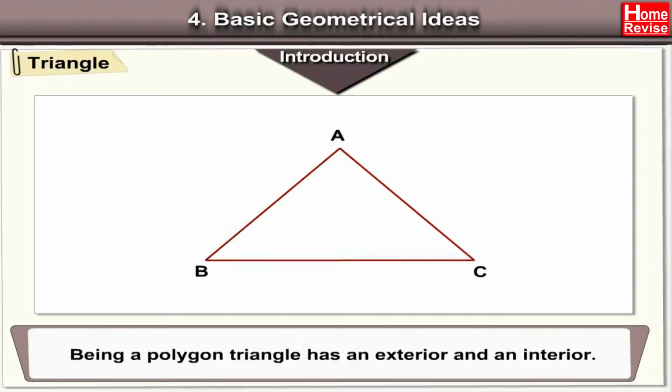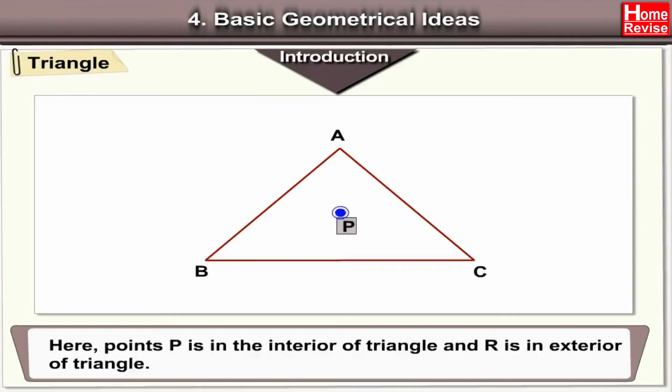Being a polygon, a triangle has an exterior and an interior. Here, P is in the interior of the triangle and R, yes you're right, is in the exterior of the triangle.